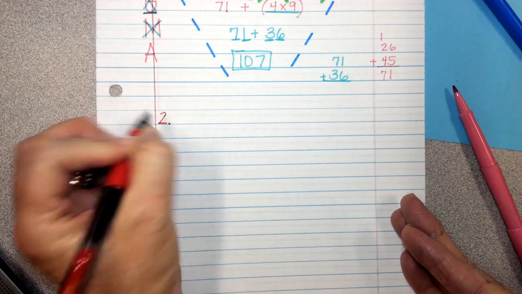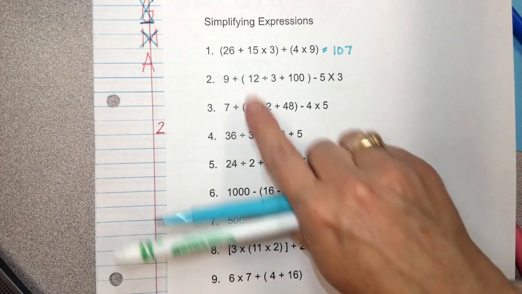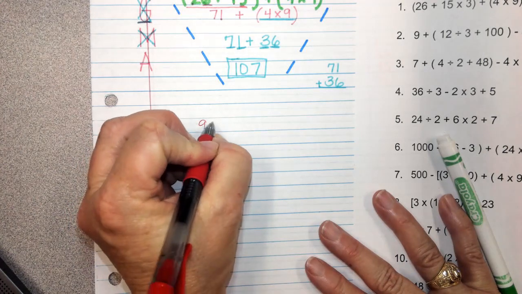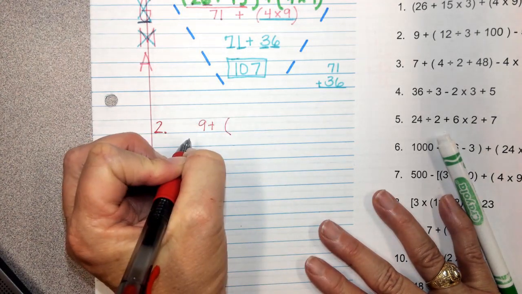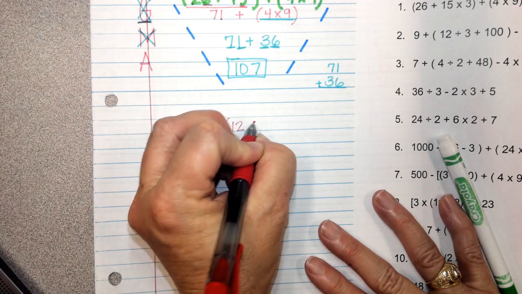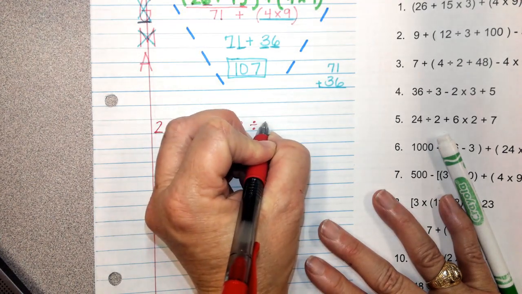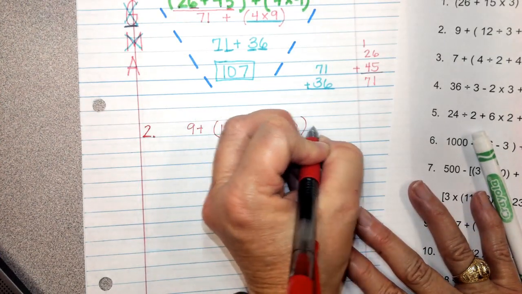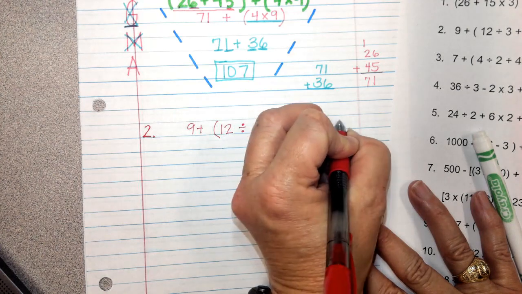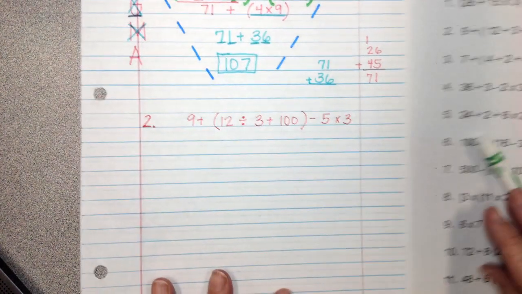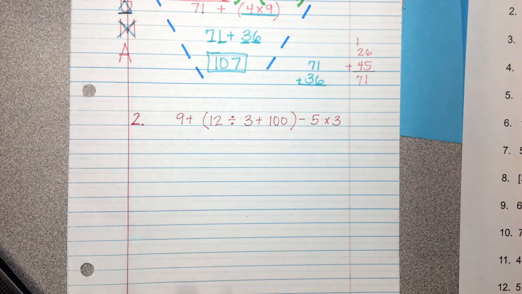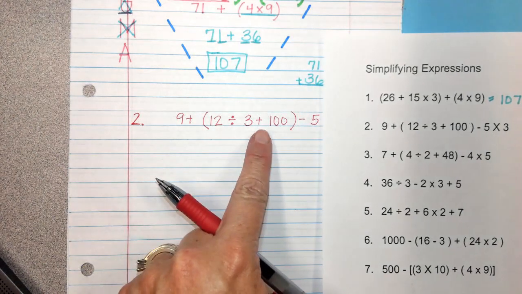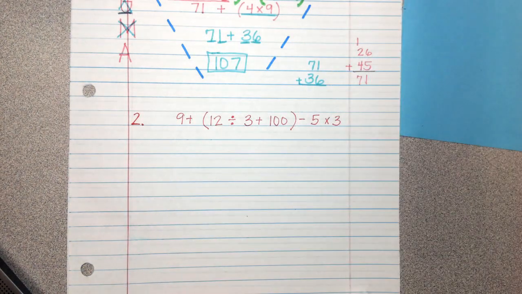Number 2, our problem is pretty lengthy with lots of symbols, so I'm going to go ahead and write that down. It says 9 plus parentheses 12 divided by 3 plus 100 parentheses minus 5 times 3. Alright, and then I'm going to do a quick check to make sure that I have all the symbols that are matching my paper so that I don't make any mistakes.